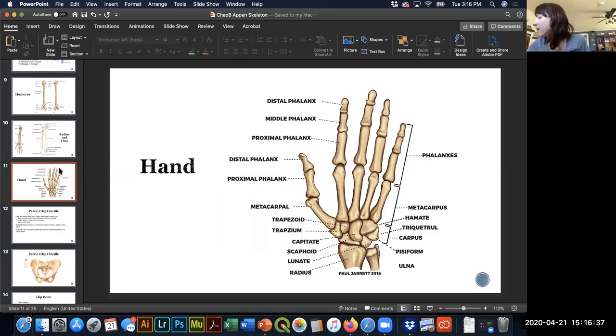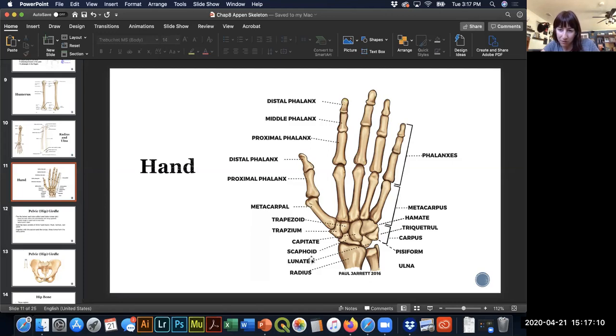TTCHSLP would be how your mnemonic device would go. Let me see if I can find one and send it to you guys for the wrist bones. There are 8 of them, and those are their names. Actually, I looked one up. I found one. It says, "Some lovers try positions that they can't handle." That's the one I remember.